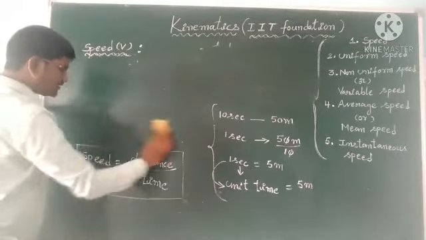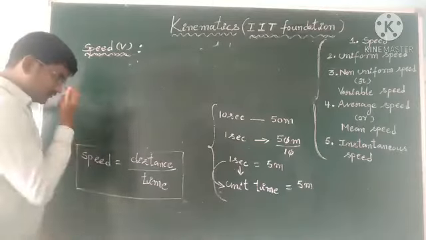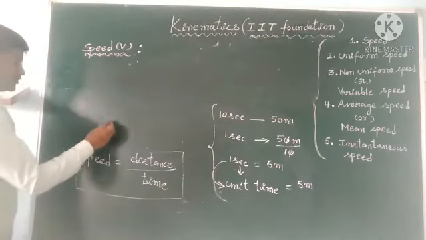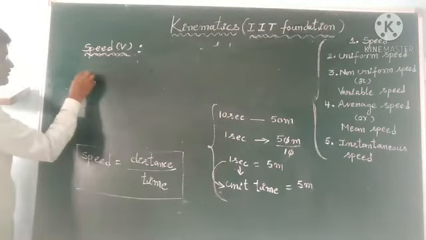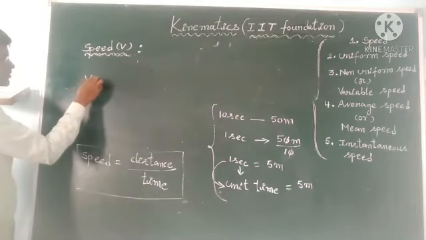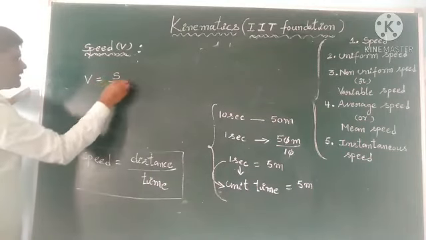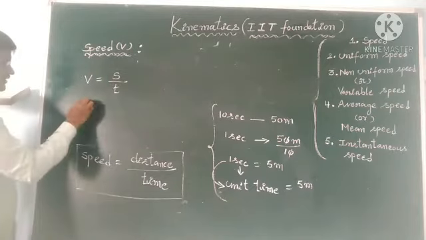And the formula of the speed also we know that. So that is called, what is that? V is equal to S by T.